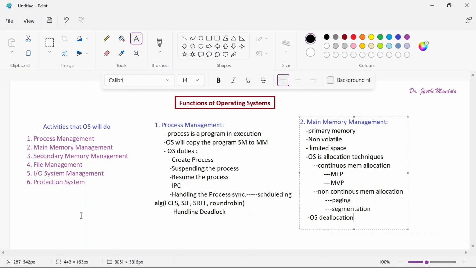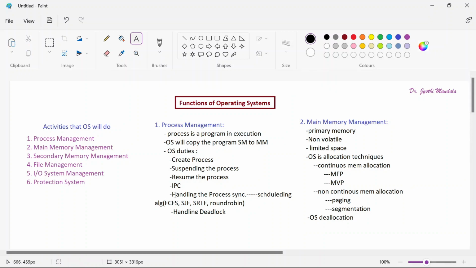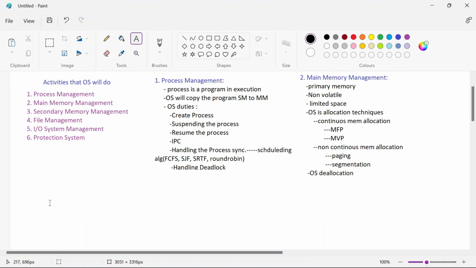Okay, now we'll see the third type of activity that the operating system has to take care of, that is secondary memory management. So keep your heading, all of you: secondary memory management.